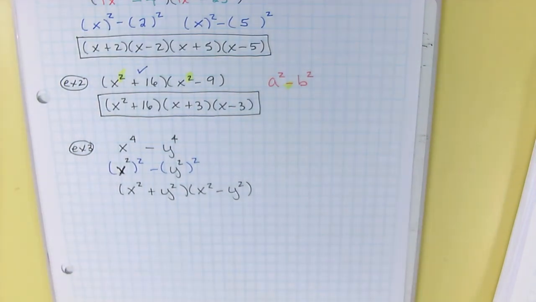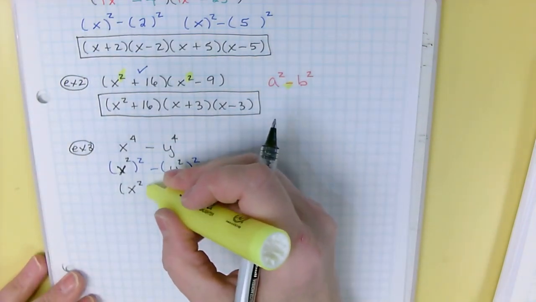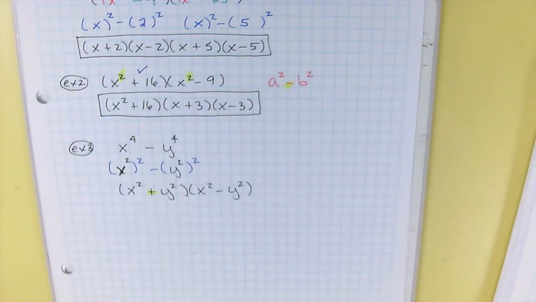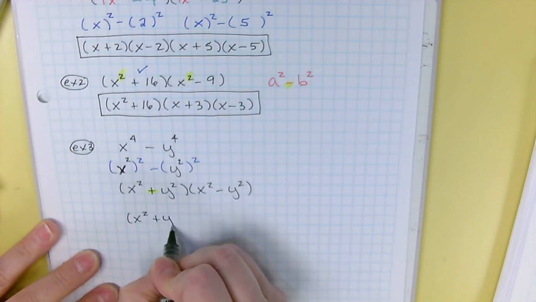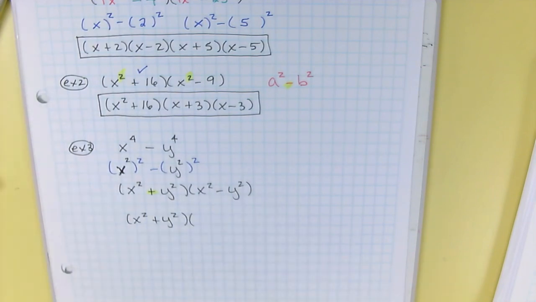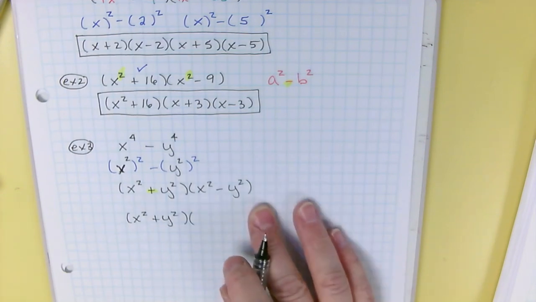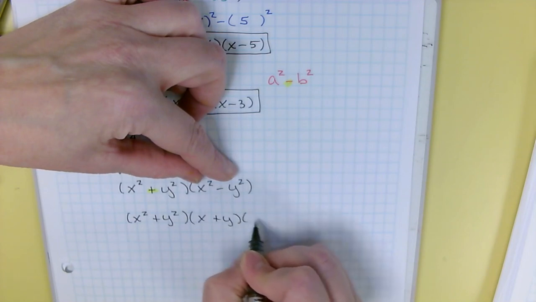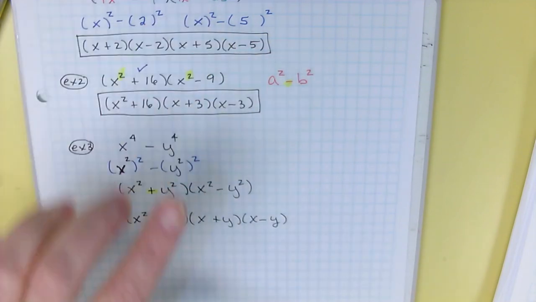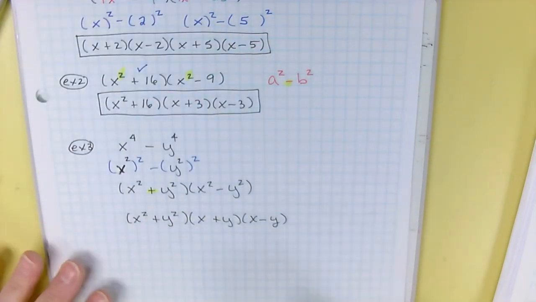Now, just like example 2, the x squared with the plus is done. We cannot go any further. So that is going to actually be in your answer, x squared plus y squared. The other one, though, has a minus and two perfect squares. So yeah, we can do a plus b, a minus b. And in this case, it would be x plus y, x minus y. Those have single x's, so we're done.